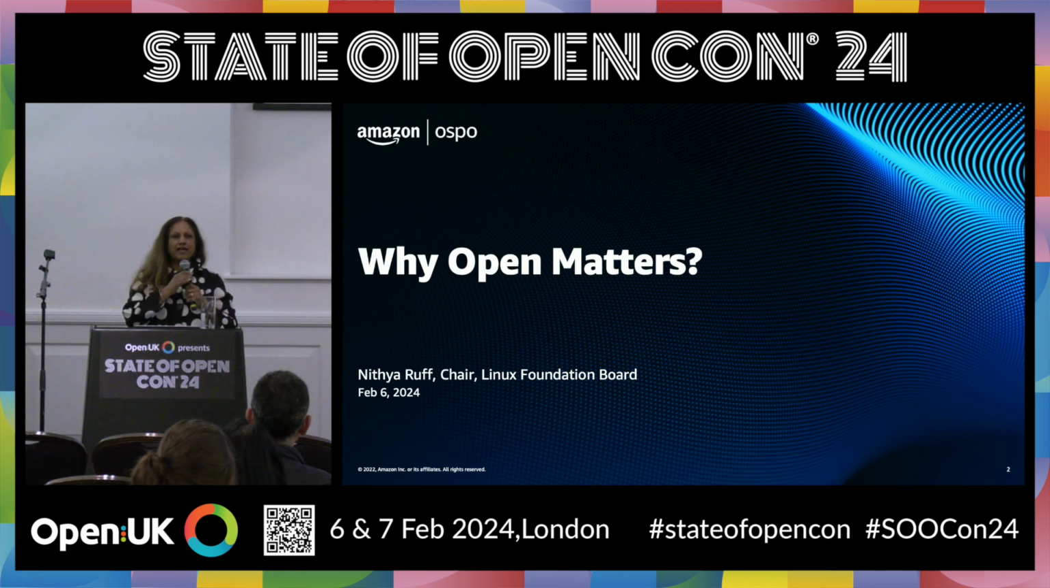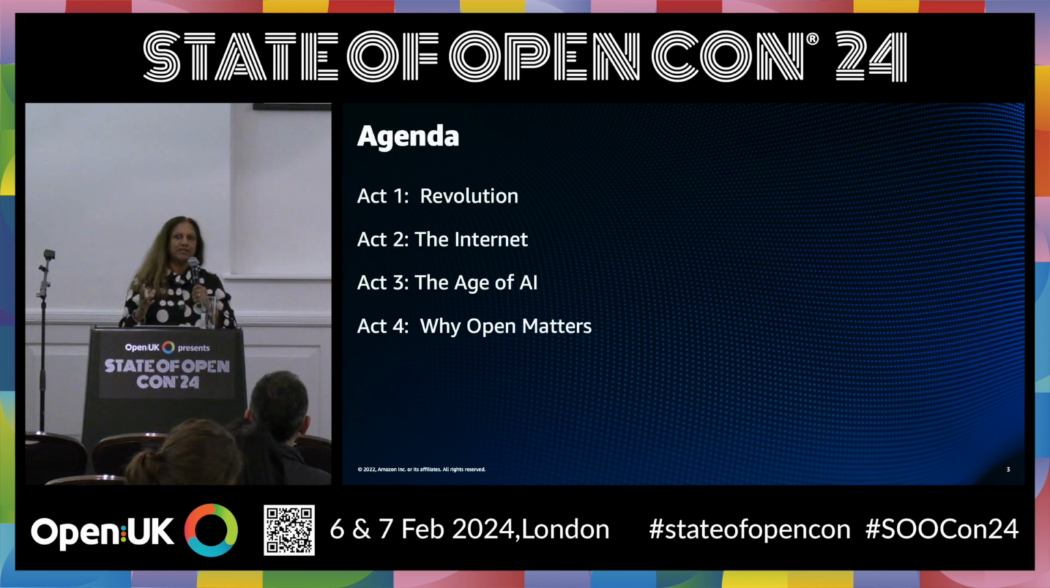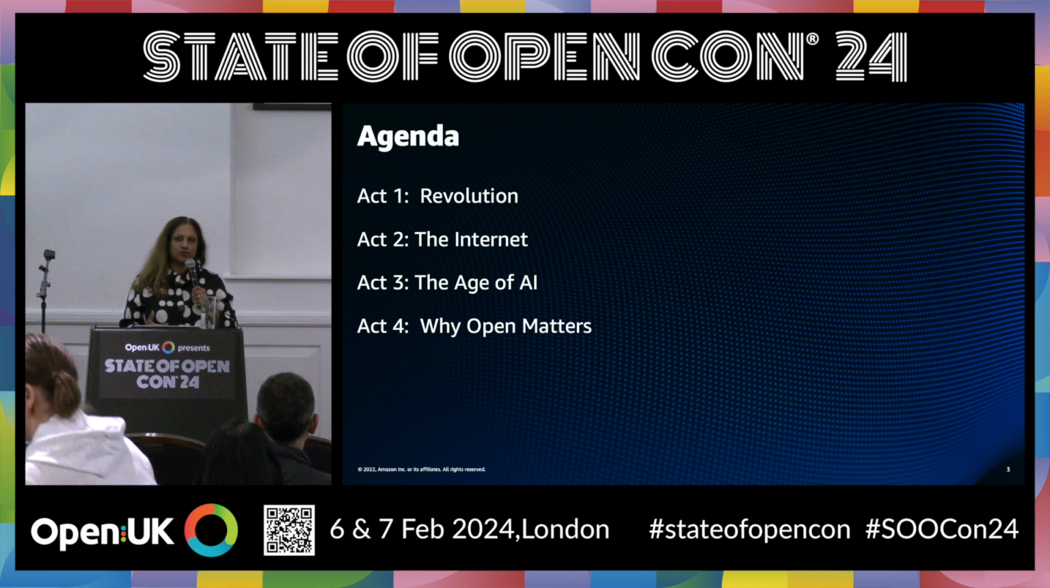I wanted to go back to history. It's important to go back to history in order to think about why the values of open source still matter today, especially in the context of all the changes we're seeing, AI and other challenges. So we still need to say, why does open source matter?